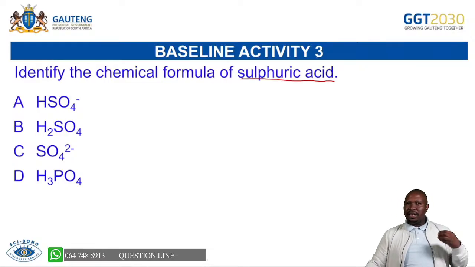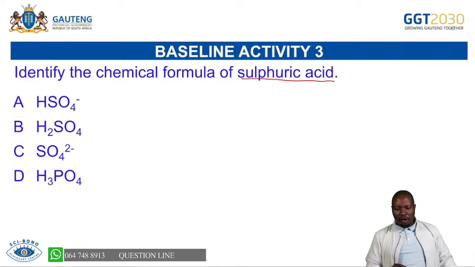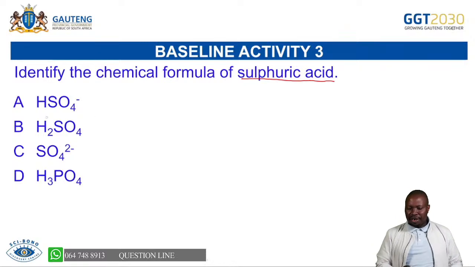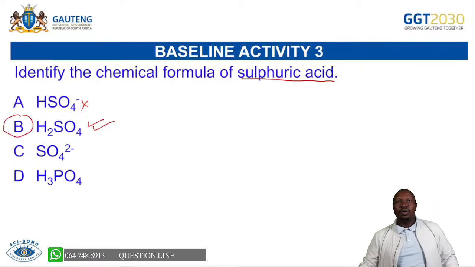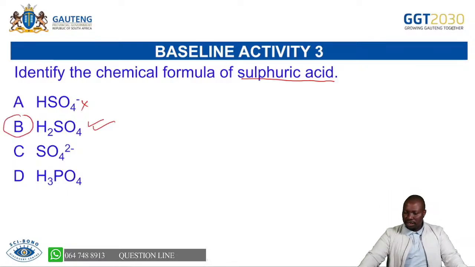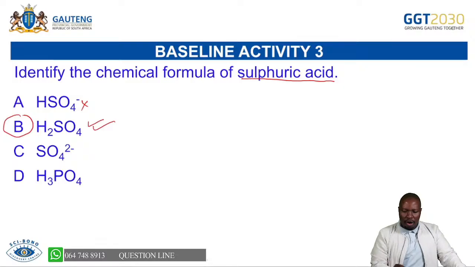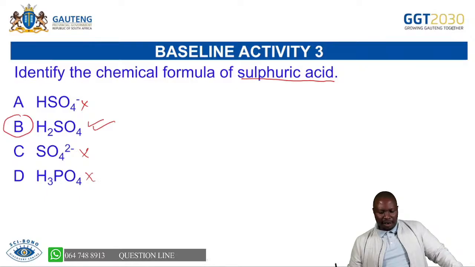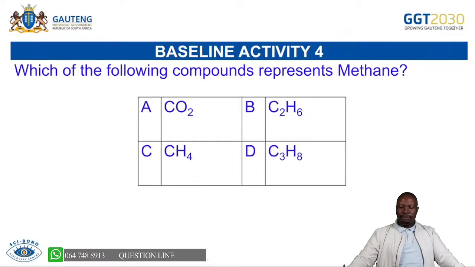So it's important that you have the understanding of the chemical formula of sulfuric acid, which is not number A. The right one is number B. So we're saying you must know sulfuric acid is H2SO4. It's not SO4 2 minus. This one is phosphoric acid. So the correct option there will have been number B. This is to remind you what you have done already in previous grades.